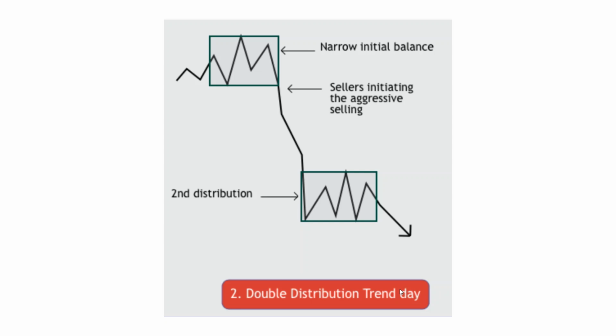The initial balance is the base for any day's trading and is extremely important to the double distribution trend day. A narrow initial balance is easily broken, while a wide initial balance is hard to break. The fact that the initial balance is narrow on this type of day indicates that there is a good possibility of a breakout from the initial range, indicating that you will likely see a move towards new value.